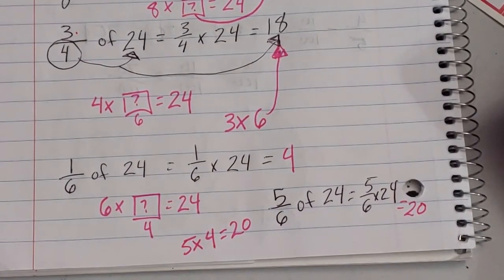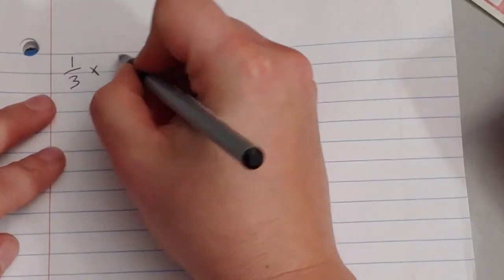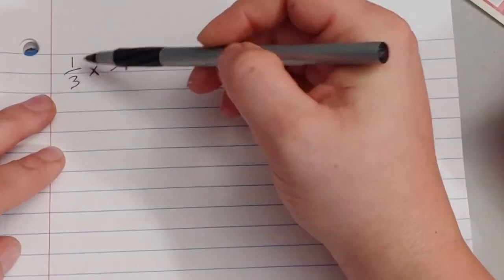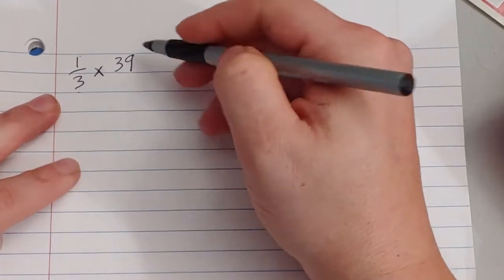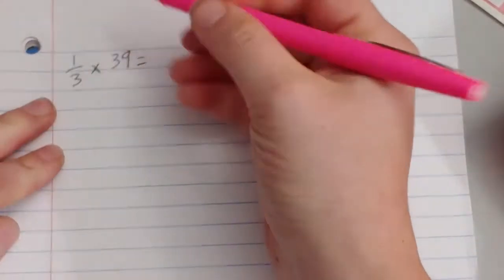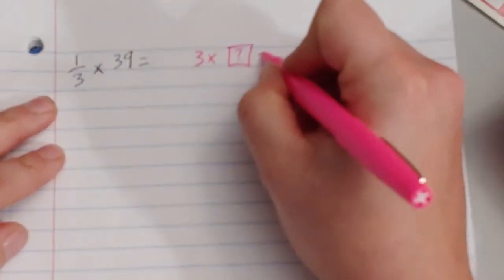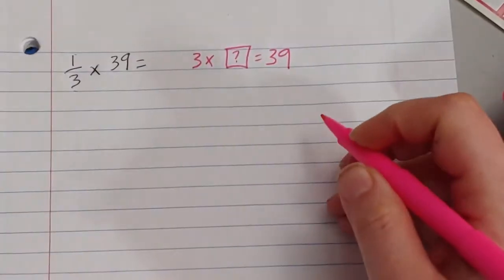All right, let's do some more work with this. I'm gonna have to turn my page. We're going to try using this strategy without the blocks, because I'm going to give you some big numbers because I know you can do it. Let's do 1/3 times 39. Remember, this says 1/3 group of 39. So we're going to think 3 times what gets us 39. Pause and see if you can solve this.